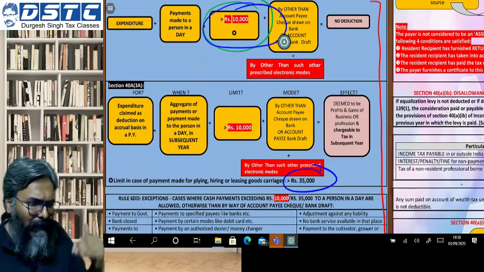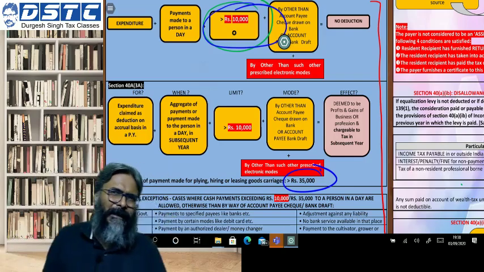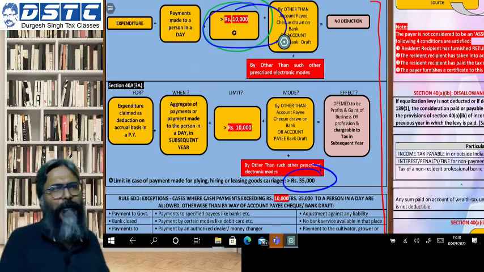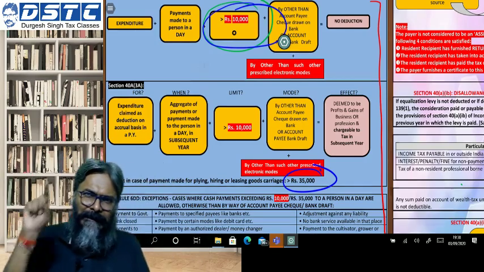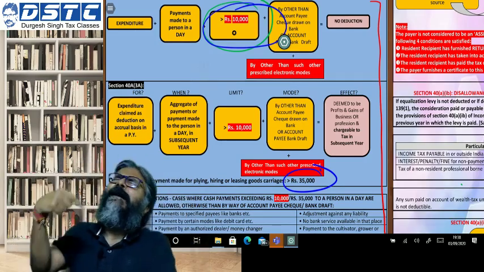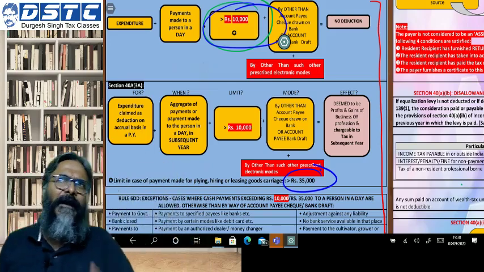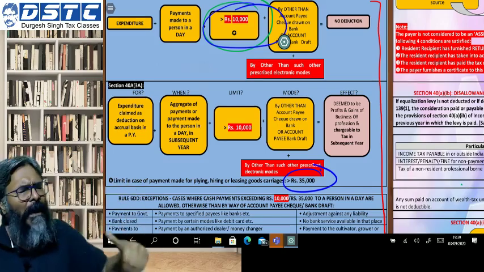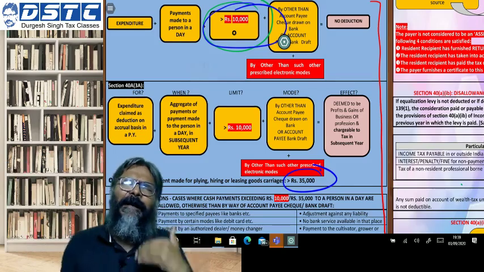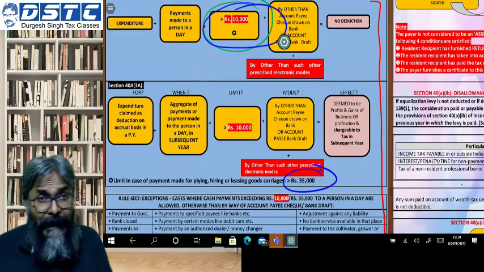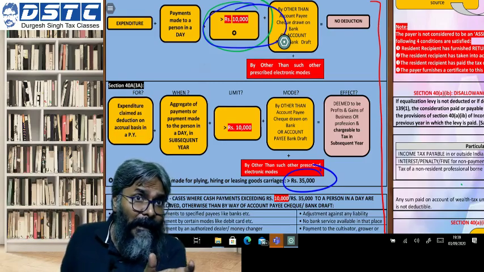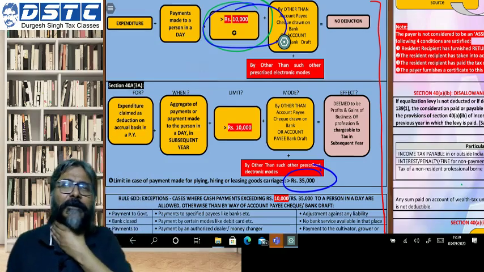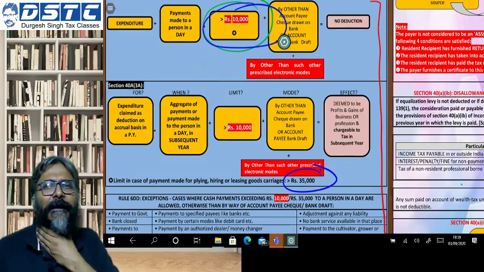Now, there is one section 40A3 and below that 40A3A. You will say, sir, what is the difference between the two? The difference is very simple, students. If, say, the previous year is 1920, and in the same previous year 1920, I have incurred an expenditure of, say, rupees 15,000, and on a single day the aggregate of all my payments, otherwise than by way of an account payee cheque or an account payee draft or through other prescribed electronic means, has exceeded rupees 10,000, then the expenditure which I want to claim as deduction in 1920, that expenditure will get disallowed.